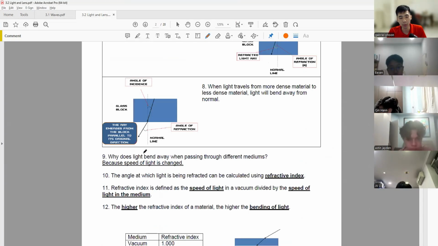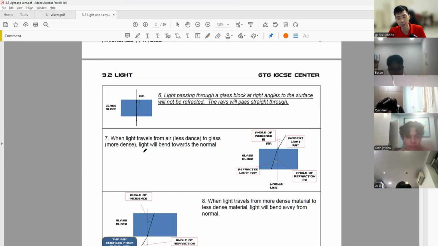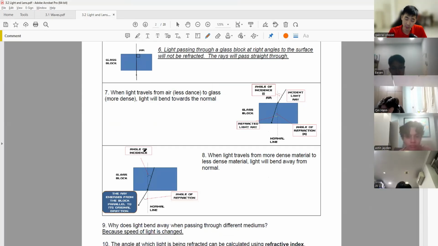Okay, good. Next, we talk about refractive index. Refractive index is quite an annoying calculation because there are a few certain rules that students always miss, and thus they will lose their marks in exam. And there are three formulas for refractive index itself. So you actually need to memorize a little bit here.